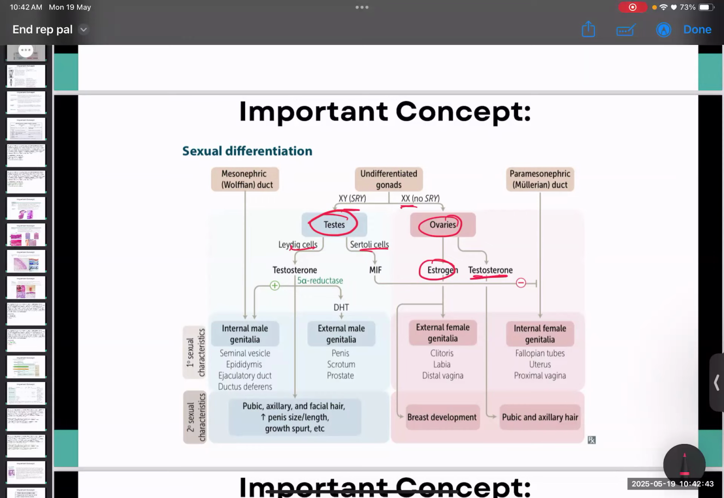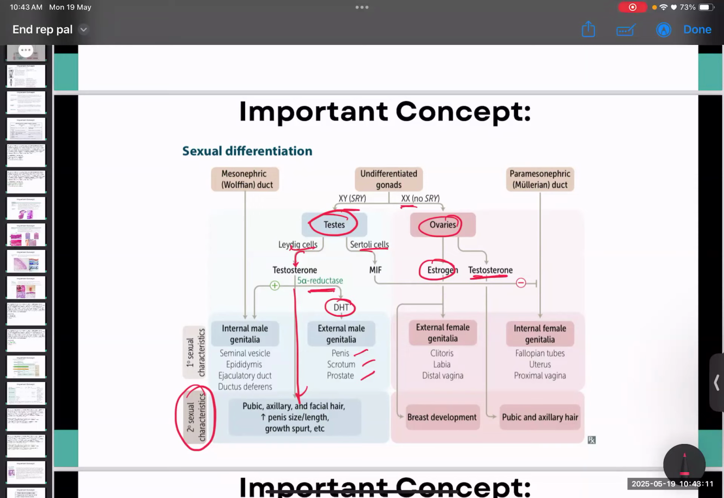Now, the Leydig cells are going to secrete testosterone. Okay, that testosterone is going to give rise to your secondary sexual characteristics, and that would be pubic hair, axillary hair, the penis size, growth spurt, facial hair, etc. And this testosterone also needs to be converted to DHT in order to give rise to your external male genitalia, like the penis, scrotum, and prostate, via 5-alpha reductase. Okay.